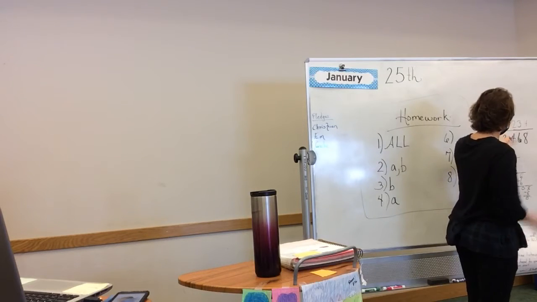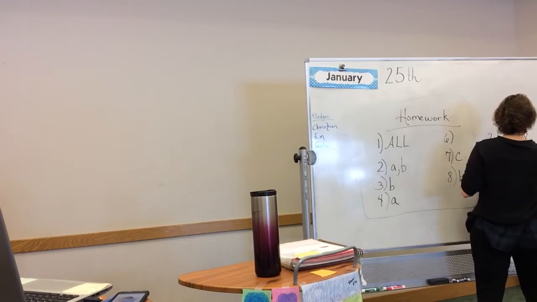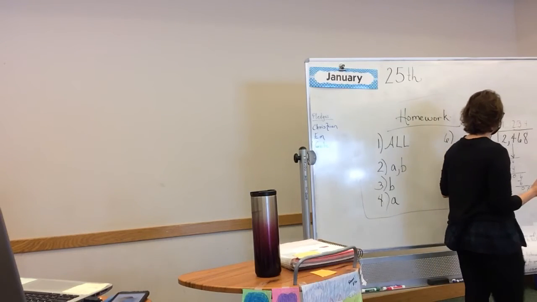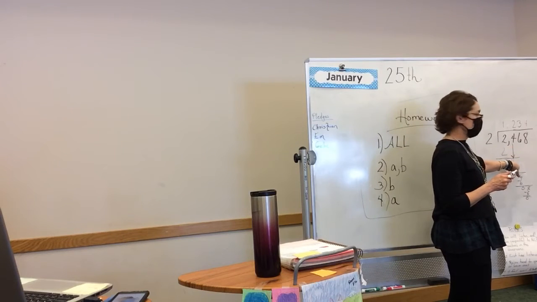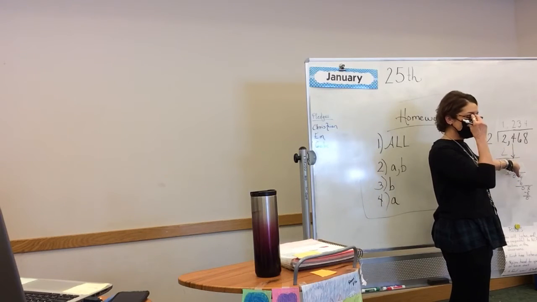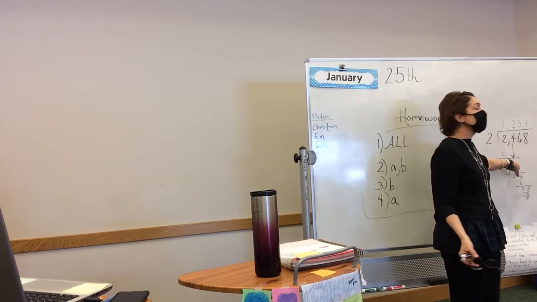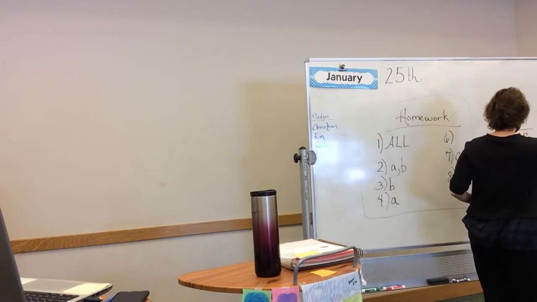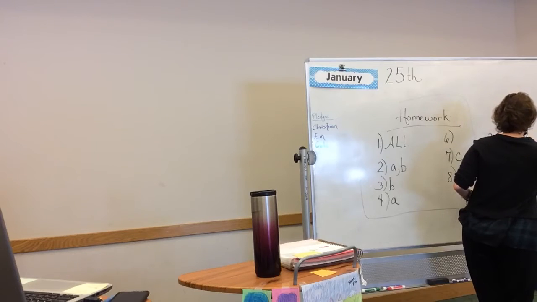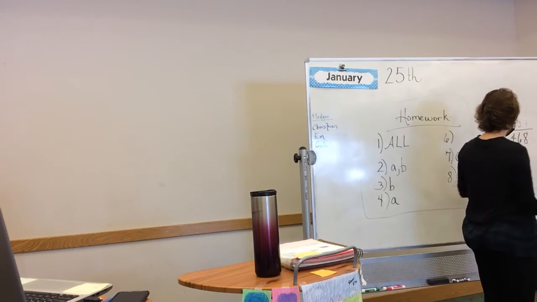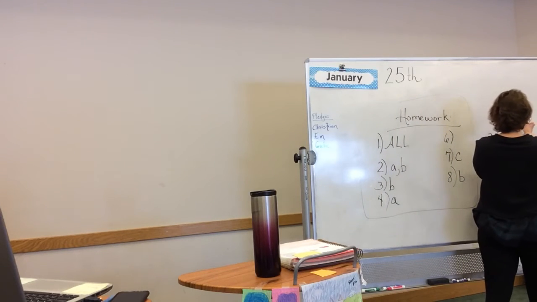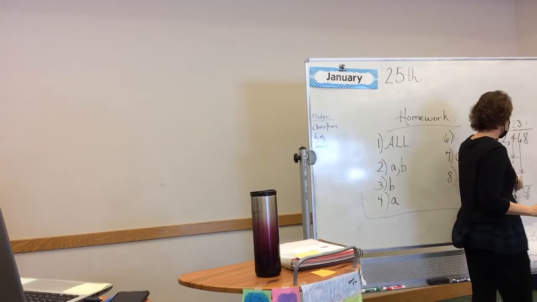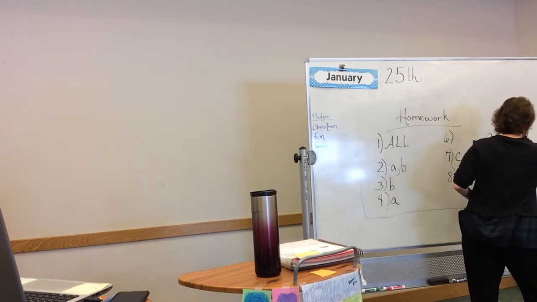Takes the 4 down. How many times does 2 go into 4? How many times does 2 go into 4, friends? 2. Thank you. 4 down, subtract 4, and take the 6 down. How many times does 2 go into 6? 3. So we put the 3 up here, subtract the 6, take the 8 down.